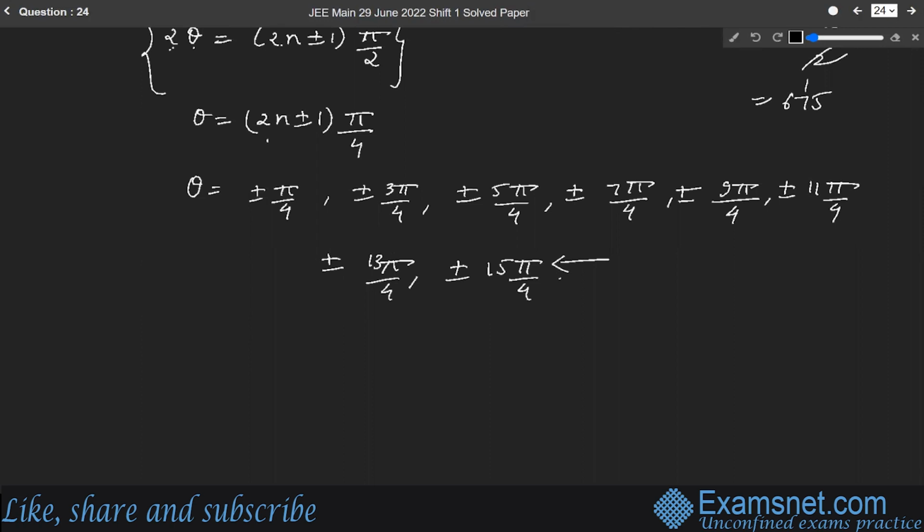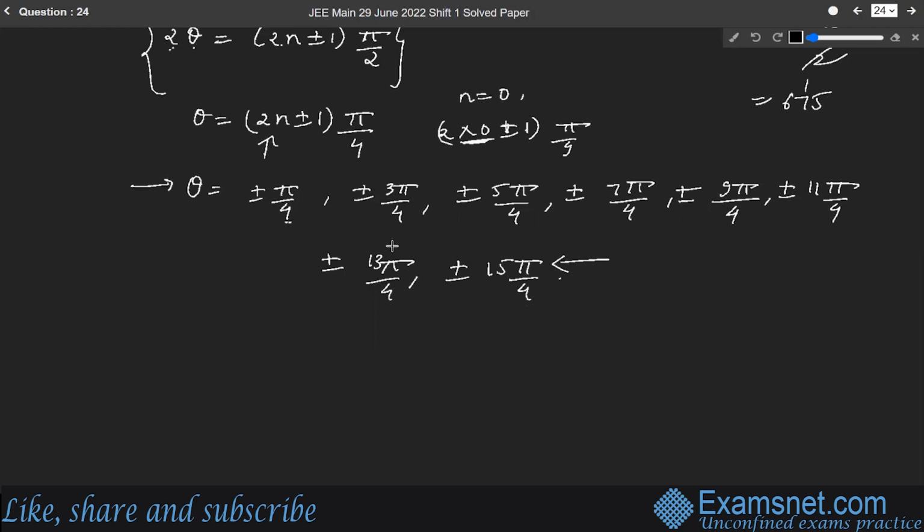For example, here in this place, if we put n is equal to 0, so it will be 2 into 0 plus minus 1 into pi by 4. So 2 into 0 will be 0 and 1 into pi by 4 will be pi by 4, and since there is plus minus, it will be plus minus pi by 4. Similarly, when we keep n is equal to 1, 2, 3 and so on, we get all these values for theta. All right. So these are the values for theta. Okay. So I hope this concept is clear to you.